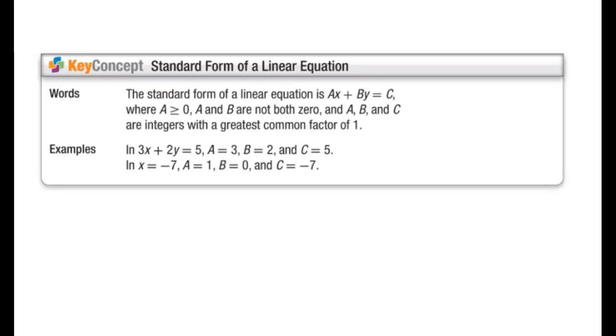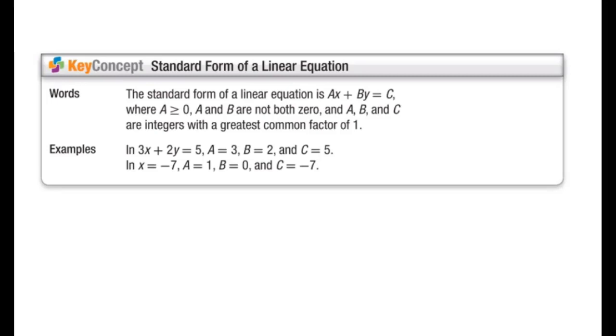So, just to make sure you're clear with this, do you all see that the number that represents the letter a is always in front of the x term? That's why in that first example, a is 3. The number b is always in front of the y term. So in that first example, b is equal to 2.